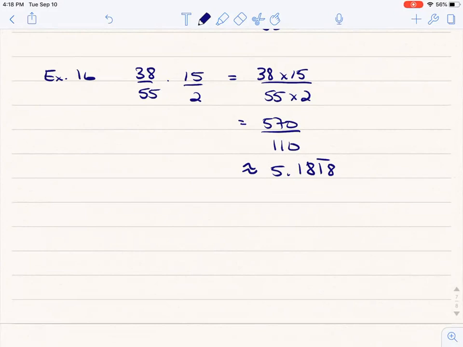I don't know about you guys, I like decimals. I think they're easier to work with than fractions. But one thing to keep in mind is that a decimal is only approximately equal. This is an exact answer, and this is an approximate answer. That's why I like to show that with a squiggly equals, because it's important to keep in mind that we've got an exact answer, and a decimal is just an approximate answer.